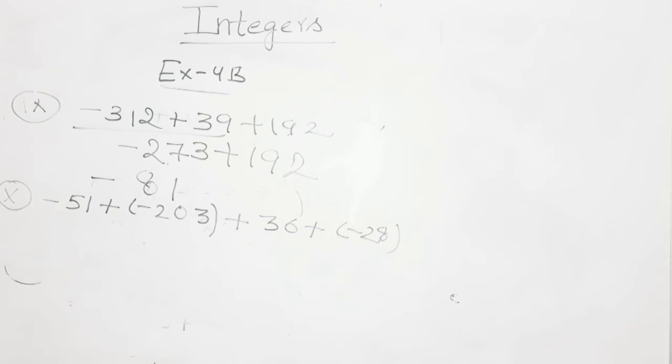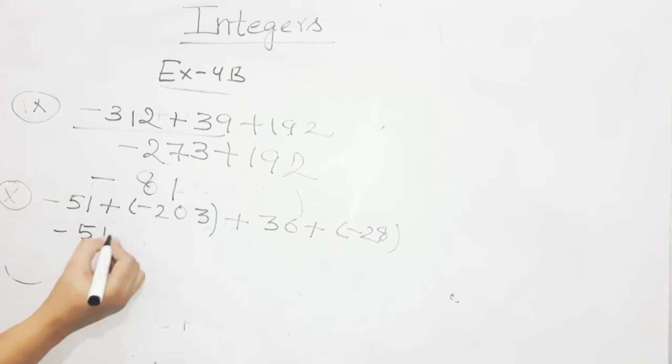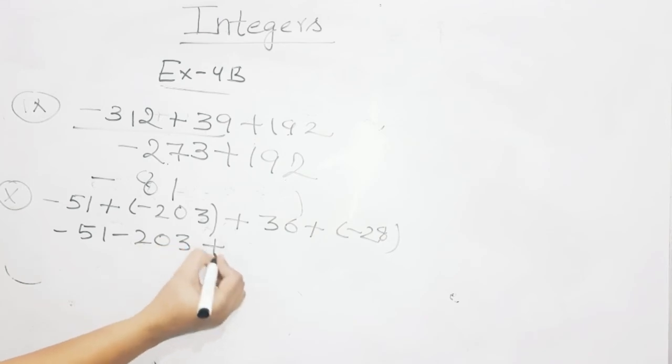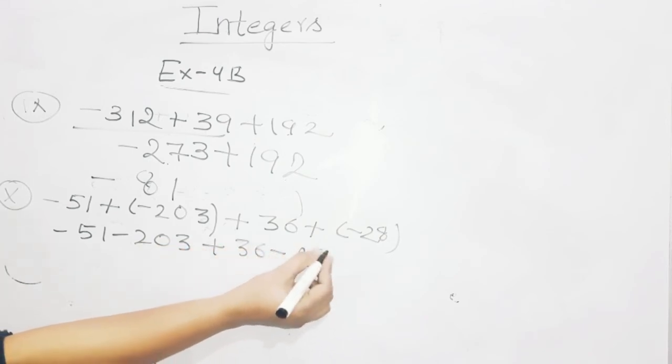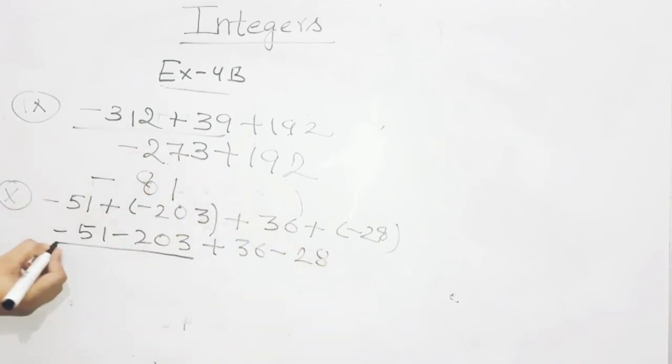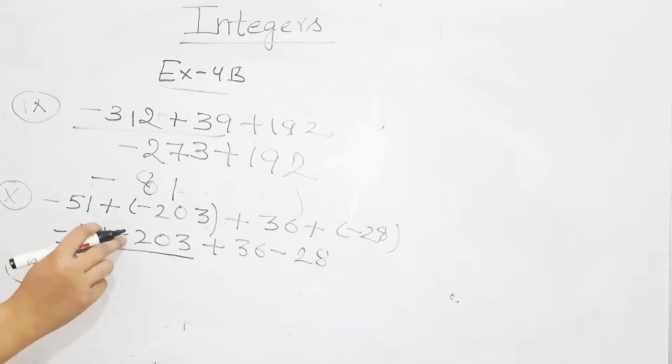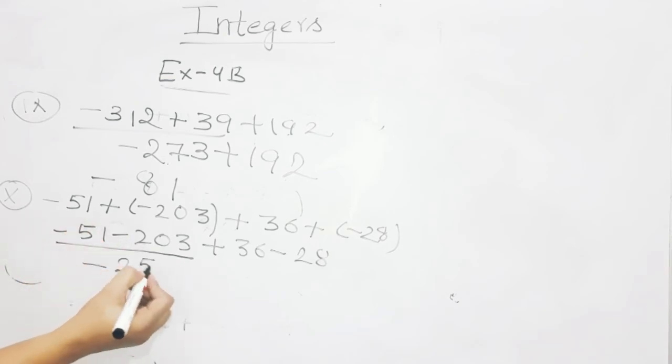Now how will we proceed? As I told you, start from one side only. If you have started doing this, solve from one side only, either from the extreme left or from the extreme right. I always start from here. So -51 plus minus minus, so 203 plus 36 minus 28. Now this much I am going to solve. Minus minus plus, and which sign will it get? It will get a negative sign.